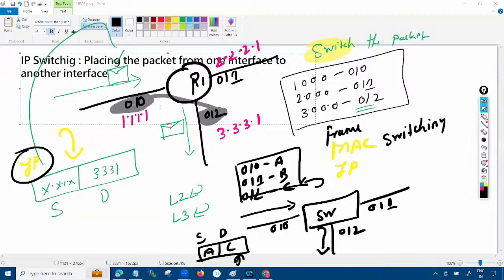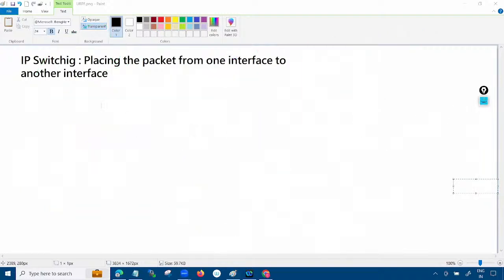I just placed the packet on the 0/2 interface. This mechanism is called IP switching. Now, in networking, from a Cisco perspective, we have three types of switching mechanisms. The first type of switching mechanism is known as process switching.